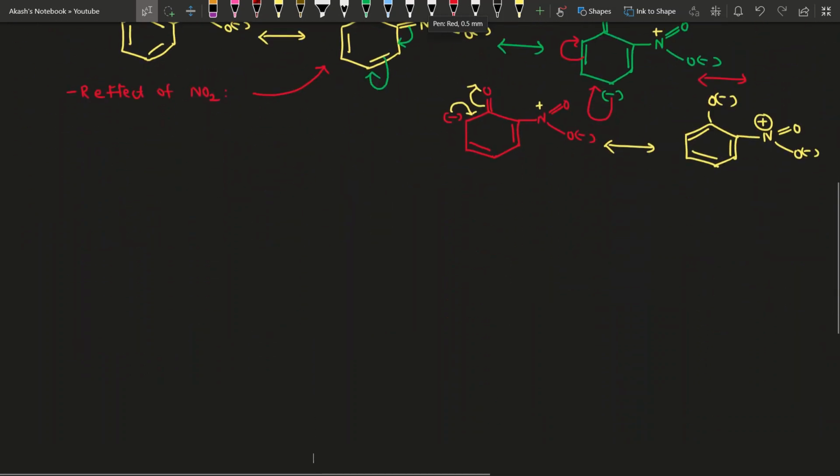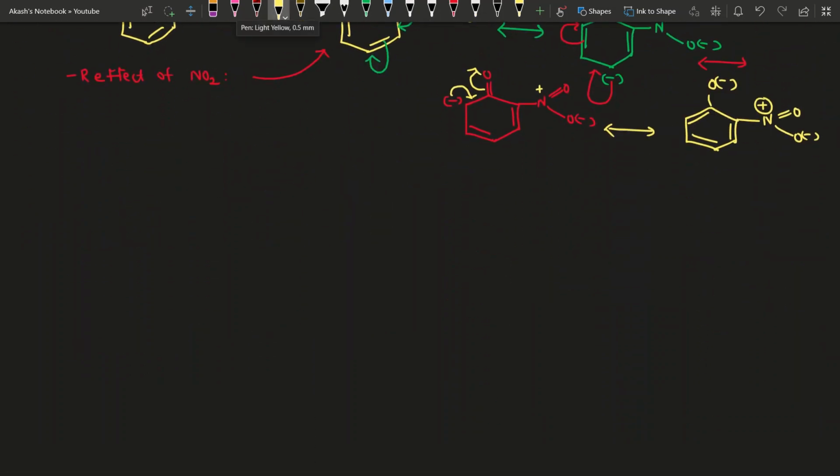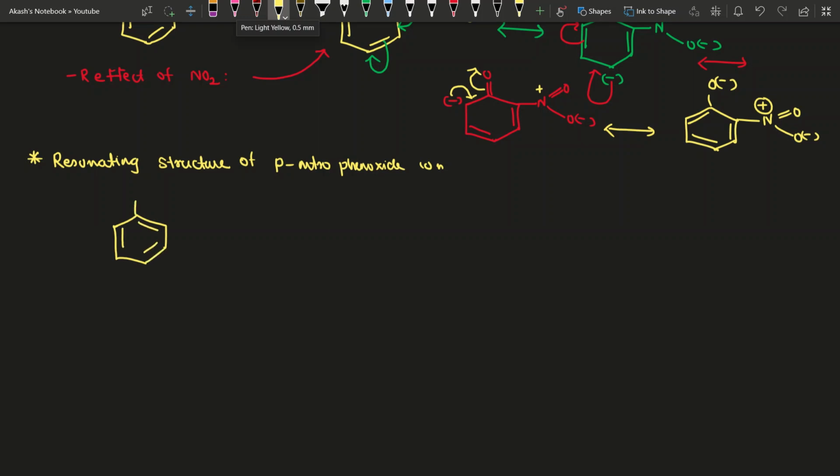Then, first we have seen the resonating structure of those. Now consider the resonating structure of the para-nitrophenoxide ion. So we have O minus, here we are with N, double bond O minus, and the nitrogen will have a positive charge.